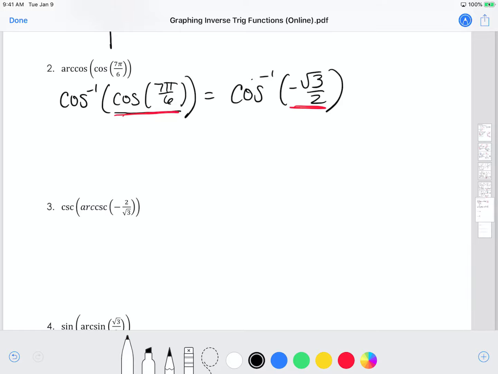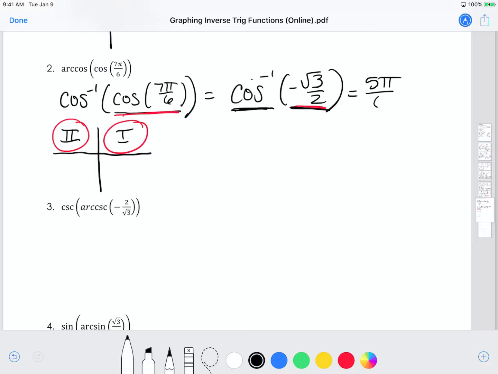If we look at our range for inverse cosine, we should be looking at quadrants 1 and 2. So now this is asking, since this is inverse cosine, what angle would give me negative square root of 3 over 2? But remember, because of the restricted domains, we have to limit it to quadrants 1 and 2. So now I have to look at quadrants 1 and 2 and see where cosine is negative square root of 3 over 2. And that would be 5 pi over 6.